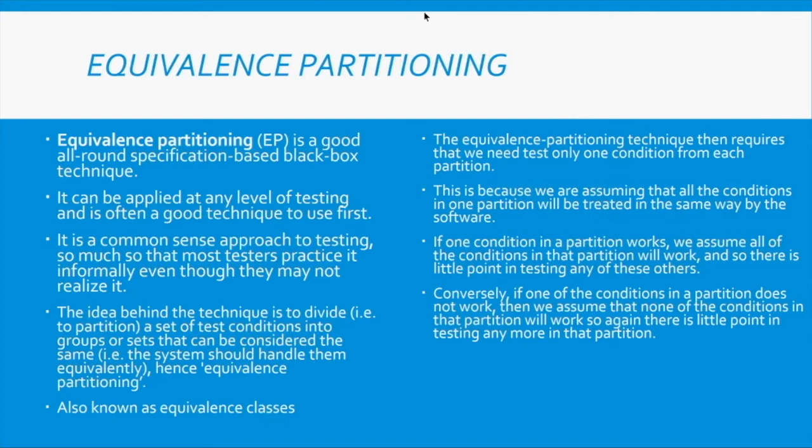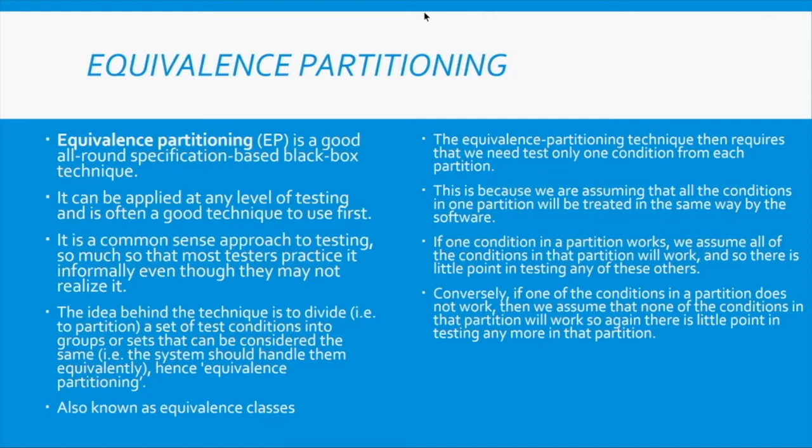Then what's going to happen is, if you have your test conditions, you group them into parts that could be treated the same way. Then from the group, you select a test case. So you don't have to test everything. You only need to focus on those groups that you've selected. I will give an example later. So you only need one test condition for each partition, like I said.